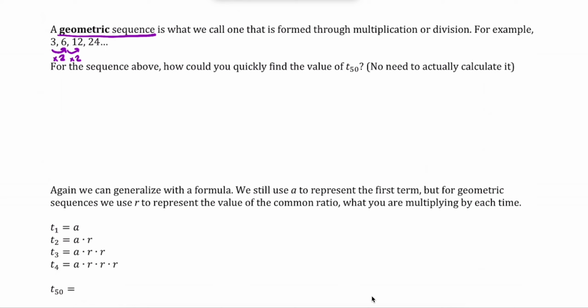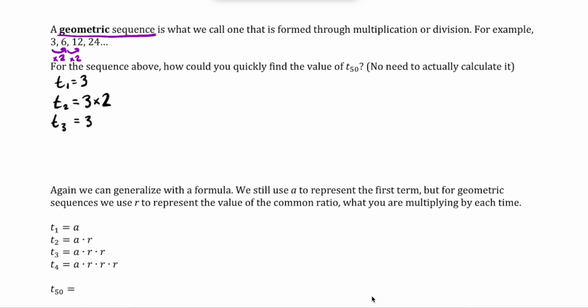So let's try to use a similar structure and see if we could find T50 in this case. Again, T5 is easy to find. I just take the fourth term and multiply it by 2. But to get further up, we're going to want to make an explicit formula. So let's start by just representing our pattern in a similar way. T1 is equal to 3. T2 is equal to 6, so I'm going to say that that's 3 times 2.